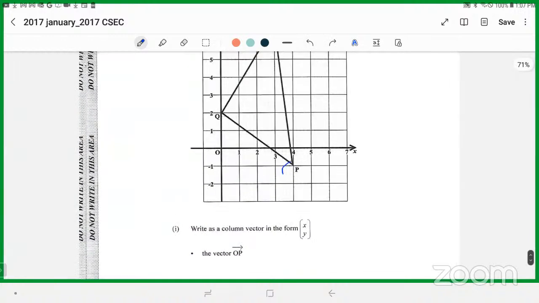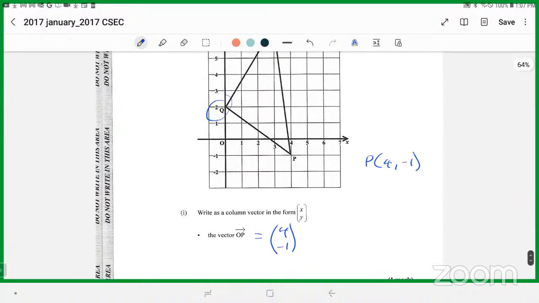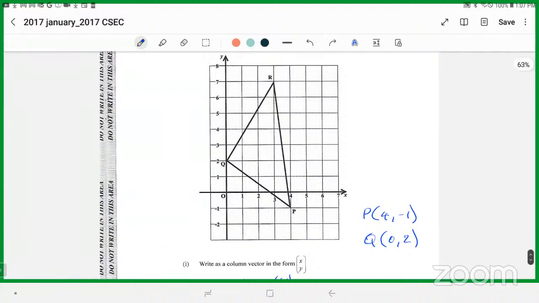So firstly, this is the point P. P has coordinates 4, -1. So the position vector will have the same values, 4, -1, as a column vector. Simple as that. Okay, and just for good measure, write down the others. Q is the point 0, 2. And R is the point 3, 7. Because once we know the coordinates, we also know the position vectors.